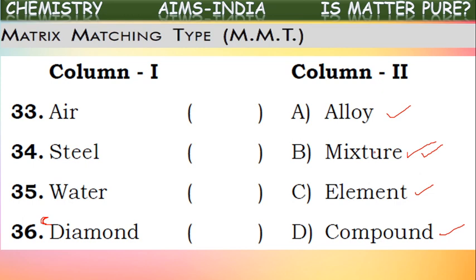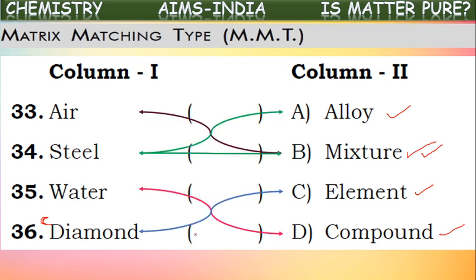So air is a mixture. Steel is a mixture as well as an alloy. Water is a compound. Diamond is an element. Okay, try to match them properly now. See here, matching given. Air: mixture, steel: alloy, mixture, water: compound, diamond: an element. Okay.